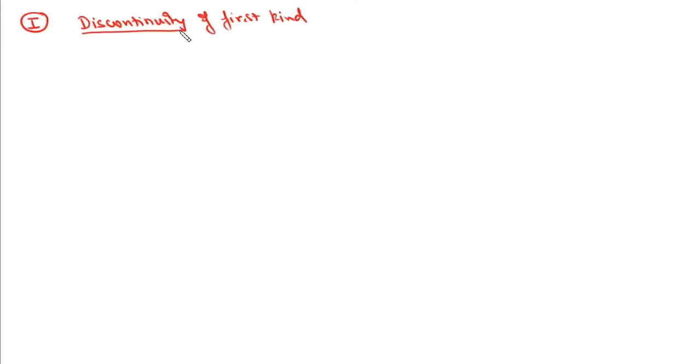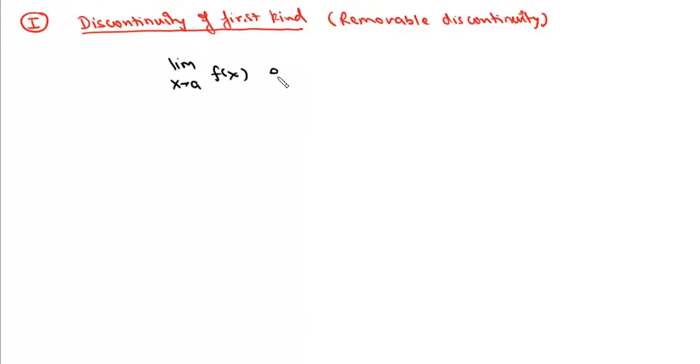And this type of discontinuity is also called as removable discontinuity. In this type of discontinuity, this limit x tends to a f(x) exists, but it may not be equal to this function value at a, or this f(a) may not be defined.